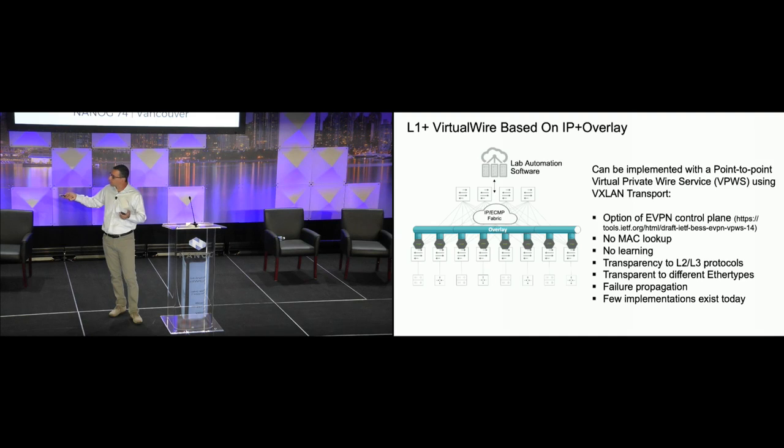The trick here, again, is to disable MAC lookup, no learning. You want these links to be transparent to every protocol. Failure propagation is also very desirable, actually a must, and it's implementable if you look at this technology specified by EVPN. Now, the problem is there are very few implementations today, and even fewer are integrated with lab automation software. But this gives you the full benefit of an IP ECMP fabric applied to a lab automation environment to build a dynamic, layer 1 transparent cross-connect.